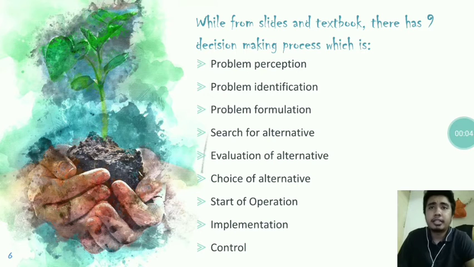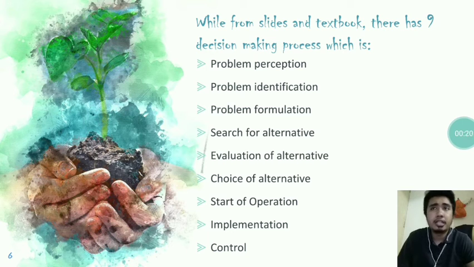While from slides and textbook, they have 9 decision making processes, and the first one is problem perception. Perception is a physiological process through which everything in this world is interpreted and understood, and our perception is based on our thought, belief, and behavior.